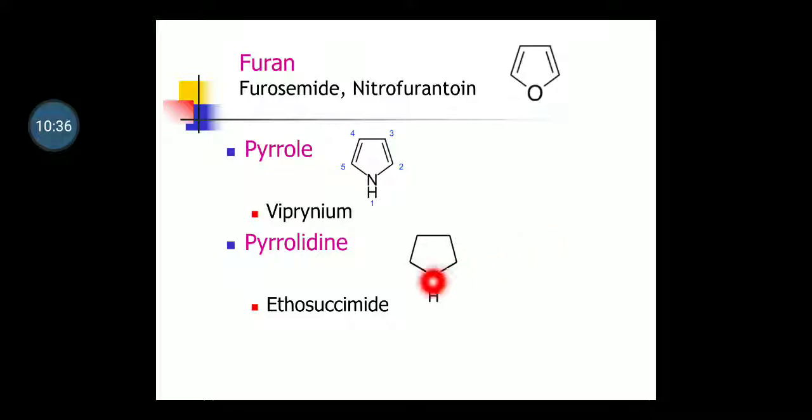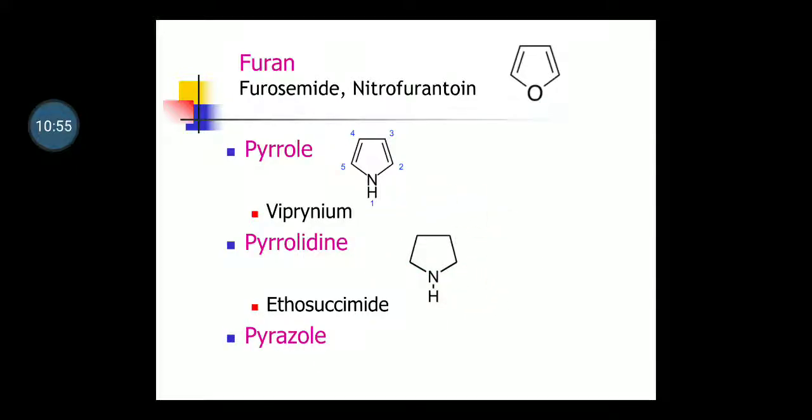Example: ethosuximide. This is actually an anticonvulsant drug; it may be used in the treatment of epilepsy. The most popular one is ethosuximide, which has the pyrrolidine ring in its structure. This is the drug which has this heterocyclic ring in its chemical structure.